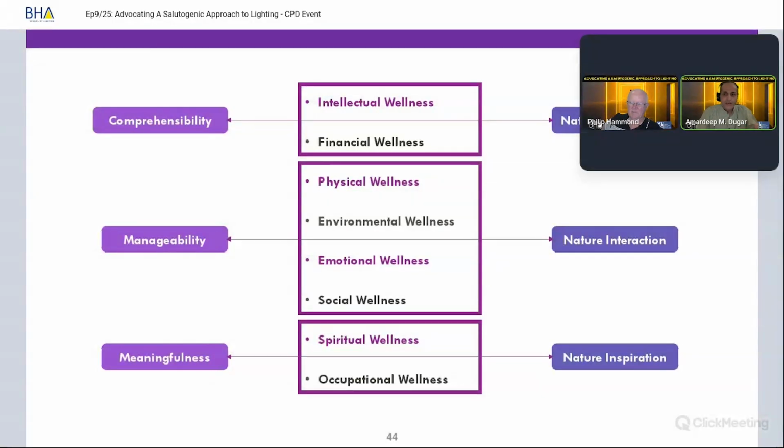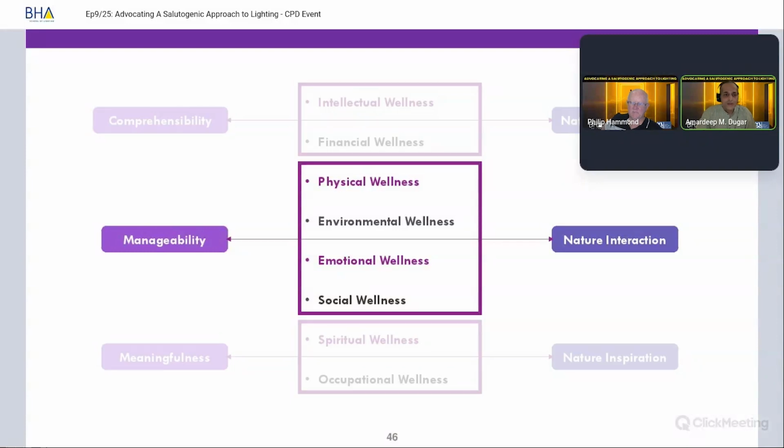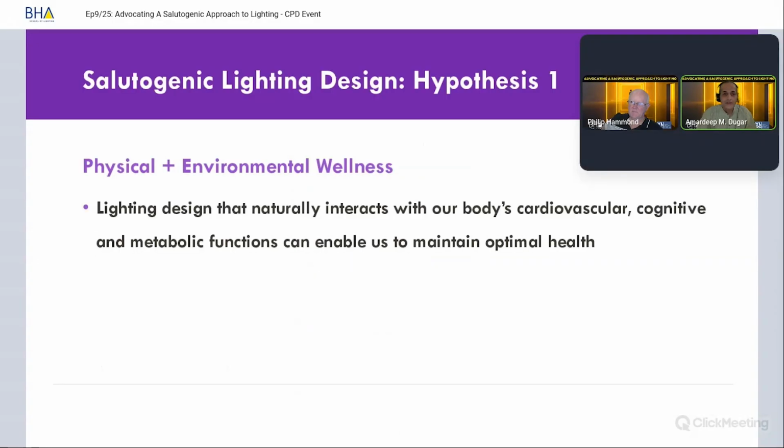To take this discussion forward, let's look at the first pairing of manageability and nature interaction, and at how physical, environmental, and emotional and social wellness work with each other. My first hypothesis here is that lighting design that naturally interacts with our body's cardiovascular, cognitive, and metabolic functions can enable us to maintain optimal health.